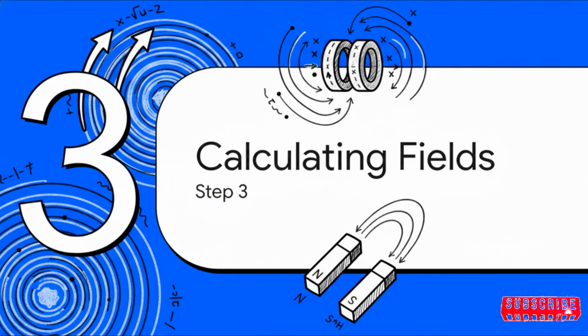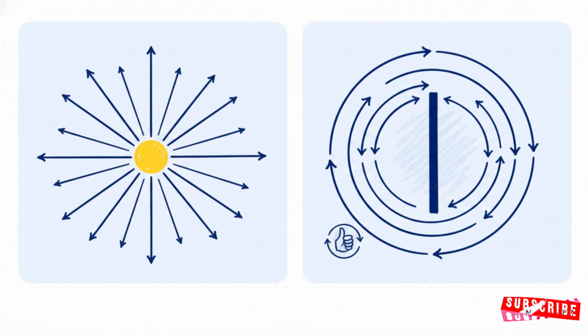Okay, on to step 3, calculating magnetic fields. Right, so we understand how the force pushes on our wire, but how do we mathematically define the invisible field that's doing all the pushing? For that, we use the Biot-Savart law.